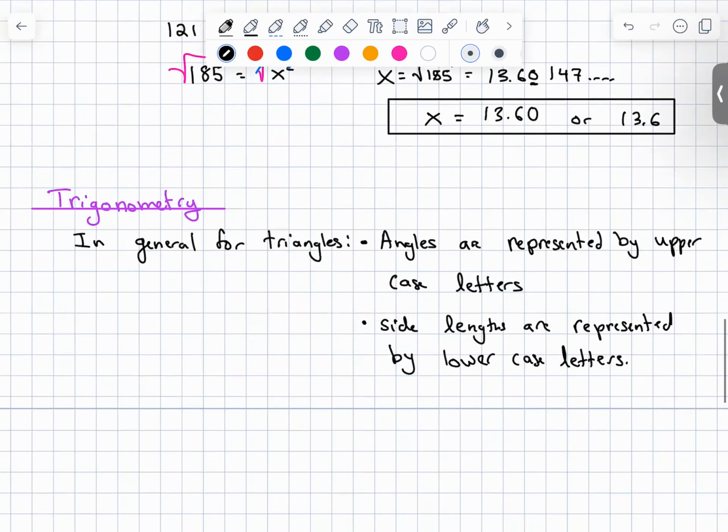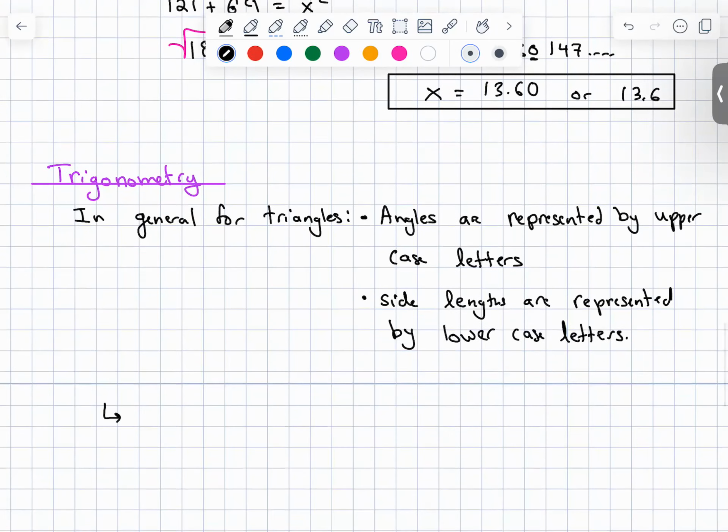In particular, side a is opposite angle A. Side b is opposite angle B, and side c is opposite angle capital C. And I'll show you what I mean in just a moment.